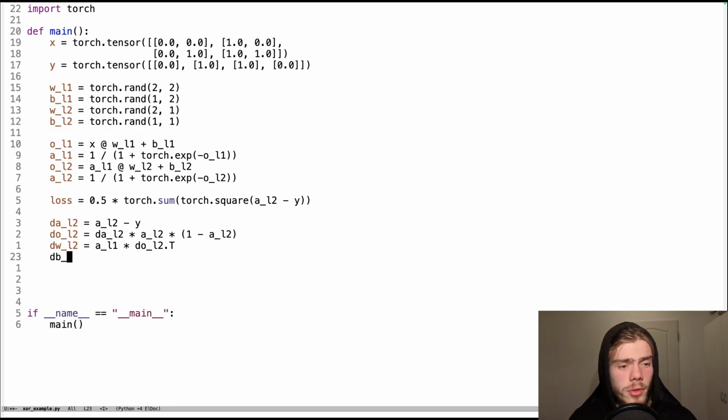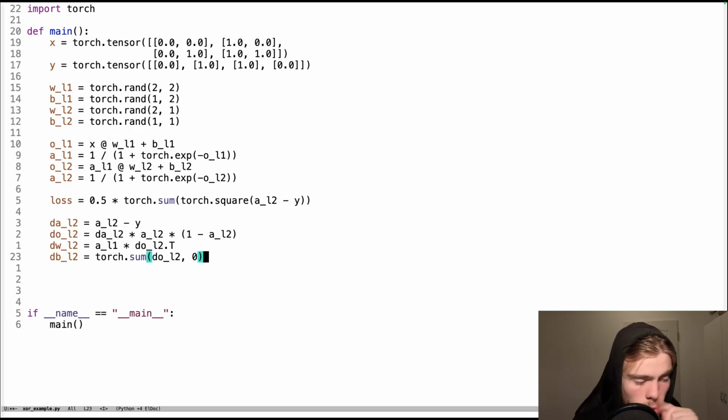Then we also have to come up with the derivative of the loss with respect to the bias of layer 2. That is equal to the column-wise sum, we said. So the column-wise sum of the derivative of the loss with respect to the outputs of layer 2. And here we can basically sum in two different ways, either in row or in column direction. And we want to do so in column direction, and that would be dimension 0. So that is the meaning of the 0, that we do it column-wise.